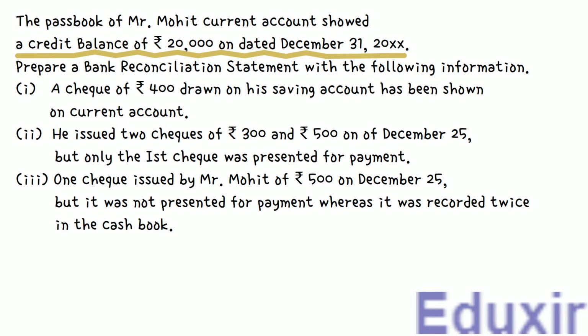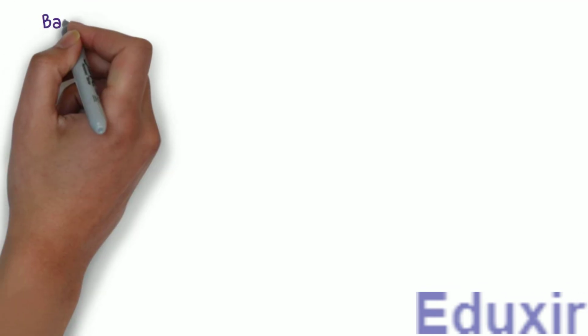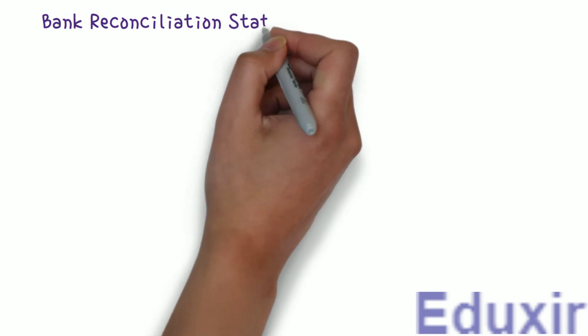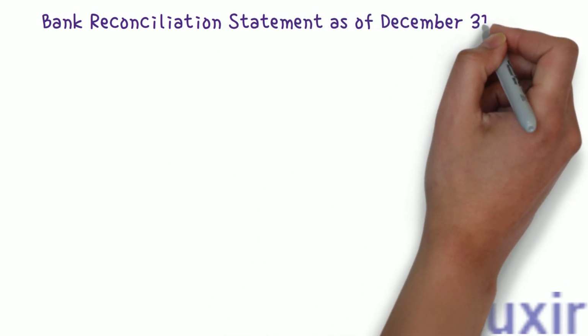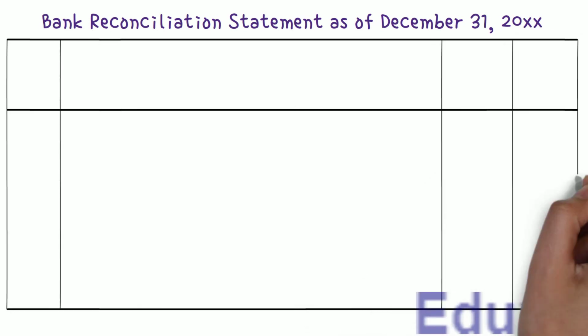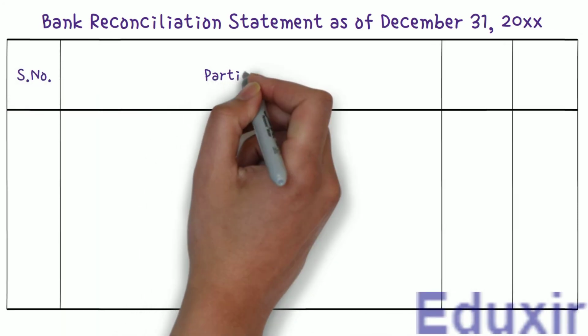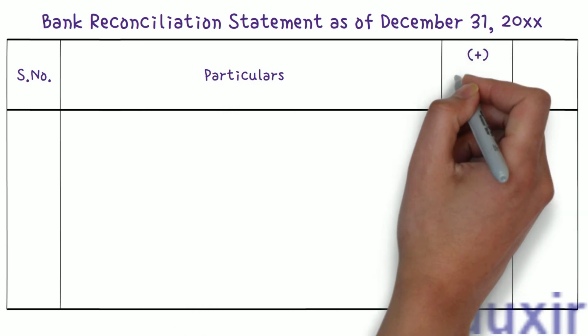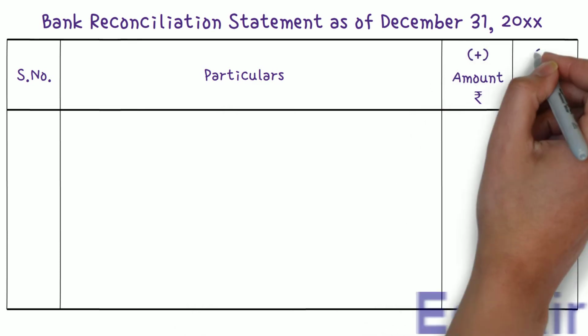Coming back to our problem, note that there is a credit balance in the bank passbook. I repeat, this is credit balance in the bank passbook. This represents the favorable balance. Now, in this problem, the balance as per the passbook is given, and we need to find the balance as per the cash book. Let us enter these details into the bank reconciliation statement. Let us first write the title as Bank Reconciliation Statement as of December 31st, 2000 plus. Let us have the individual columns for serial number, particulars, amount that should be added, and amount that should be deducted.